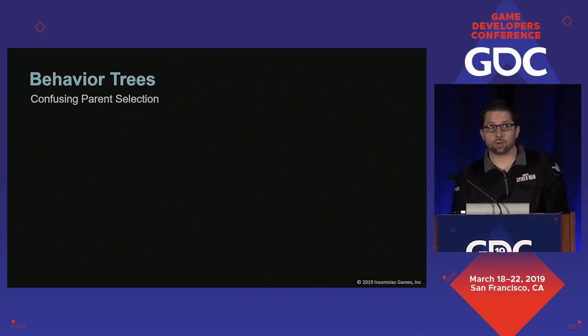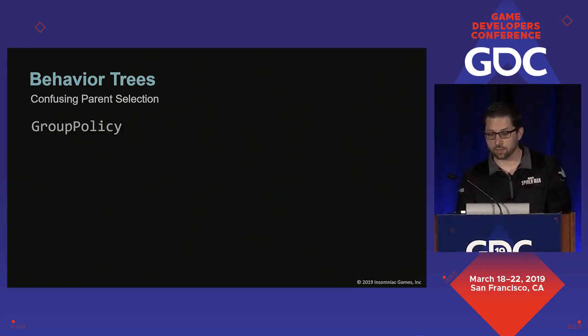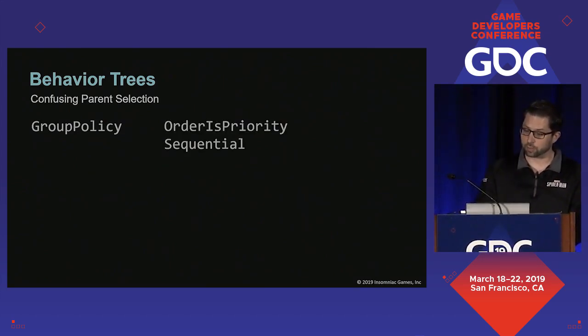Furthermore, in order to get the correct node to activate at the correct time, we often needed to consider how a node's parents selected which of its children to run. We call that the group policy, and there are 3 types. The order of the children could be a priority ranking, or the order could be a sequence with each node running one after the other, or the node whose decider callback returns the highest value would be the one to run.